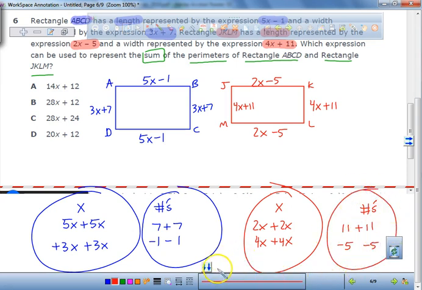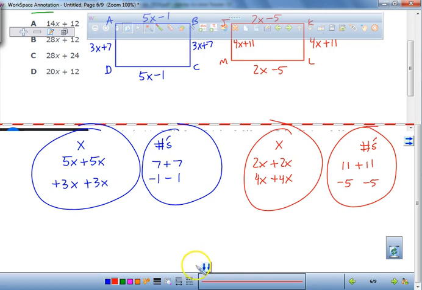So here's what I want you to do. Get all those like terms. Add them together. Come up with what you think is the final answer. And we'll check it in under 60 seconds.